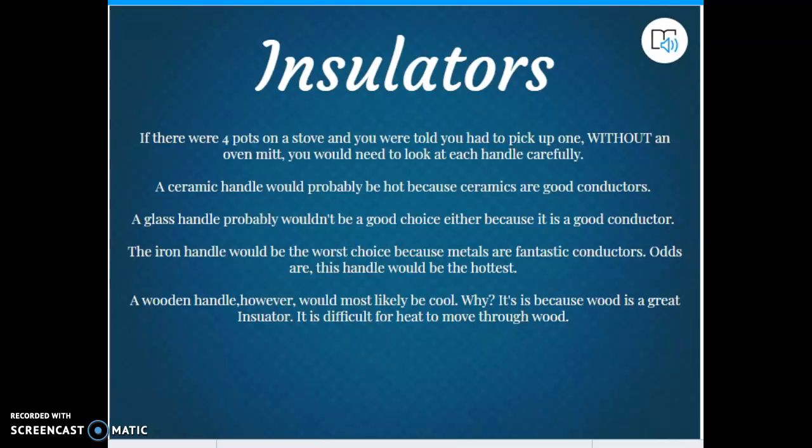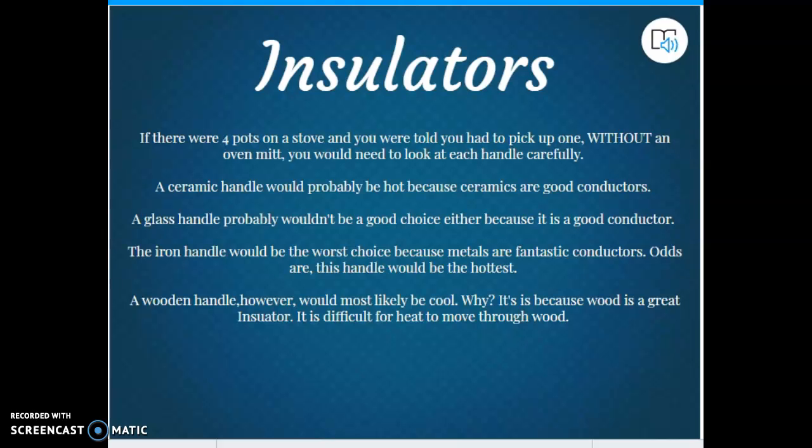Well, we know the ceramic handle wouldn't be good because ceramics are good conductors of heat. We know that glass would probably not be a good choice. Number one, because the glass might break, but the big reason why is glass is another conductor of heat. That glass handle would probably be hot. I think the iron handle is probably the worst choice because we know that metals are fantastic conductors of heat, and that's the one that would probably burn you the fastest because it would probably be the hottest.